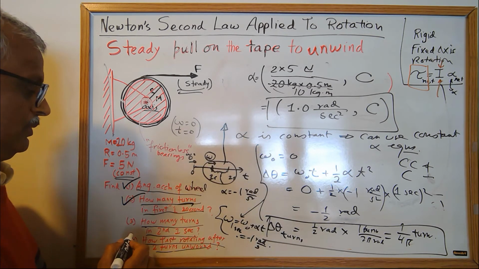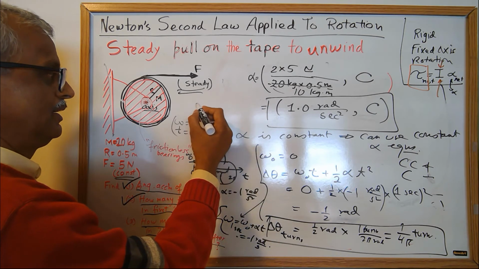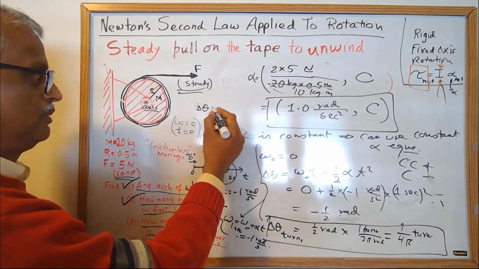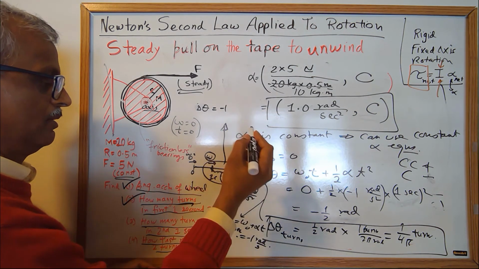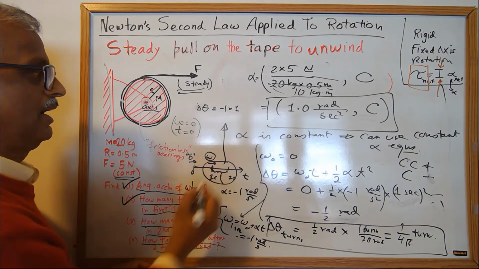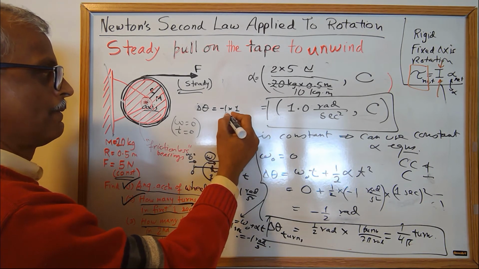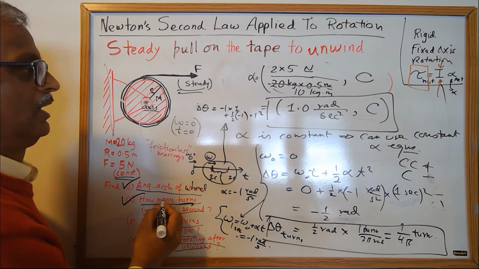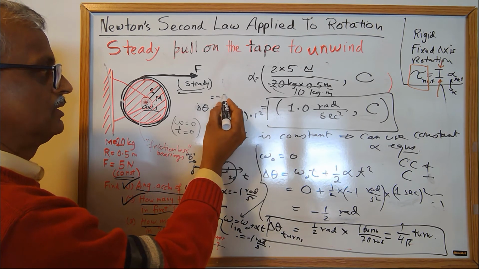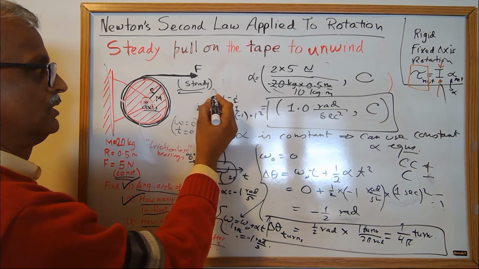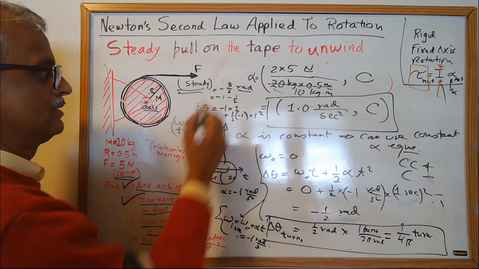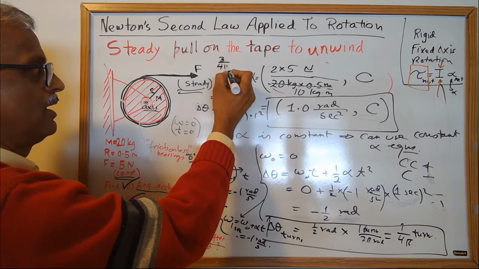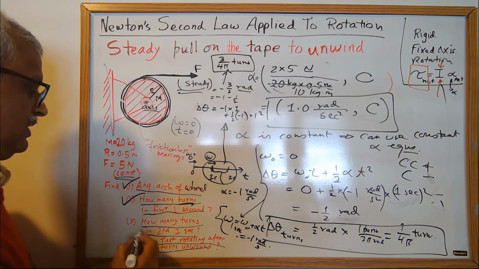So let's see, I'm going to write this out. In here, delta theta will be minus 1 times 1 second, so this many radians, plus half times minus 1 for alpha, and 1 second squared. And so this will give me minus 1, and this will give me minus half. So this is minus 3/2 radians. How many turns is that? Well, that means 3 over 4 pi turns for this one.